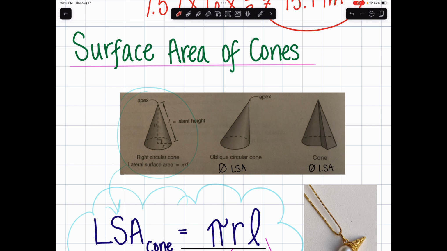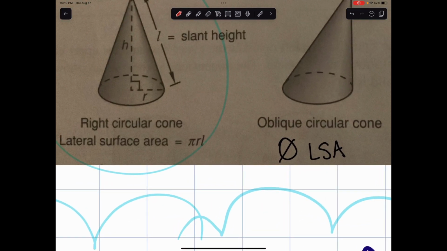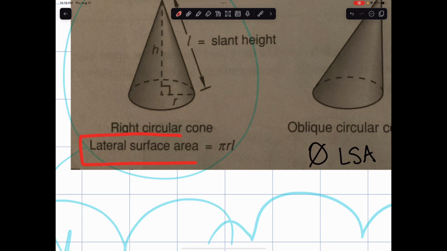Okay, now let's look at a cone, but this time they don't want to know the volume of the cone. They want to know the surface area. What if you had to wrap that cone in wrapping paper? How much wrapping paper would it take? The formula that you need to know is lateral surface area of a cone. Remember, it's not the base, it's just going to be that lateral surface area, is pi times r times L.